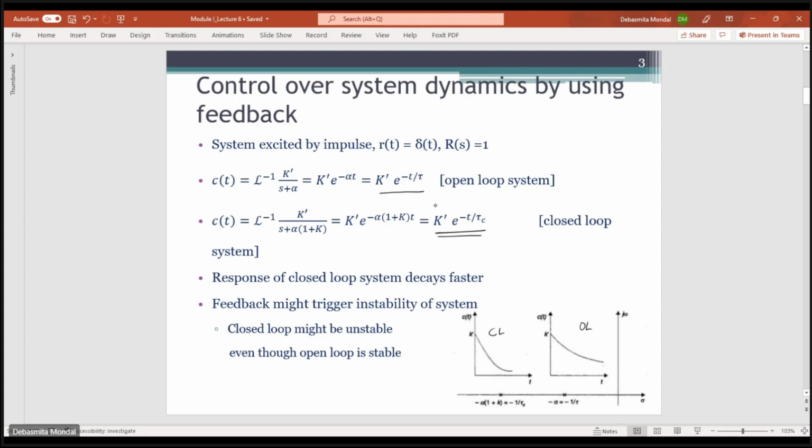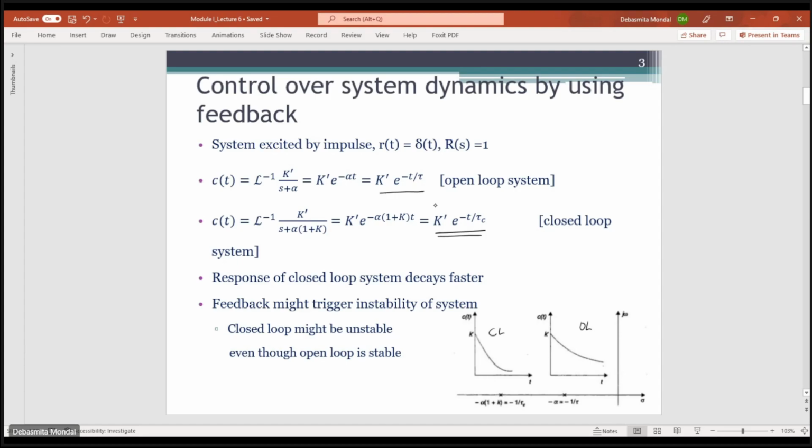Now we know that at the bandwidth, the highest frequency which is considered as the bandwidth, the gain drops to 1 by square root 2. If you take the magnitude of this transfer function at 1 by root 2, that gives the equation for finding the bandwidth. From here you can write that for the open loop case, the bandwidth equals 1 by tau. Similarly, for the closed loop system you can find a similar equation, and the bandwidth is given by 1 by tau c.